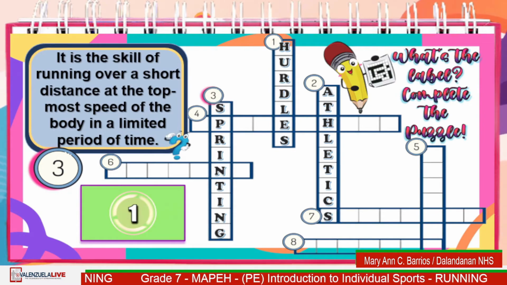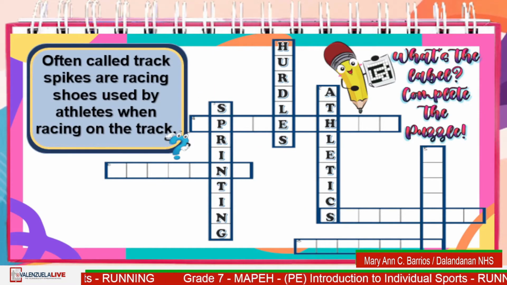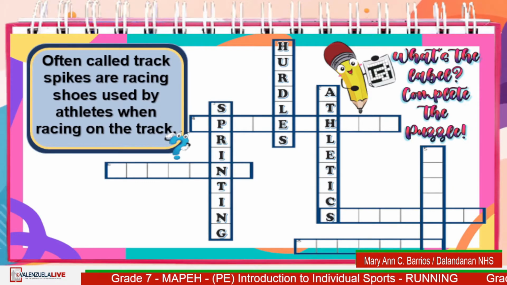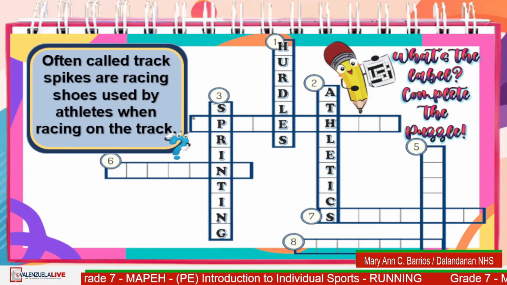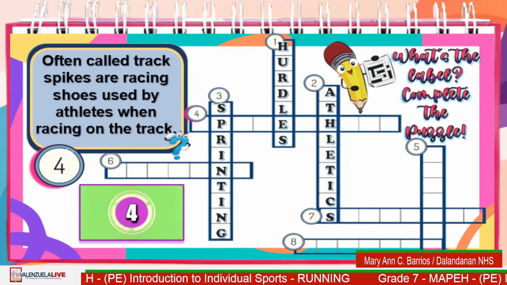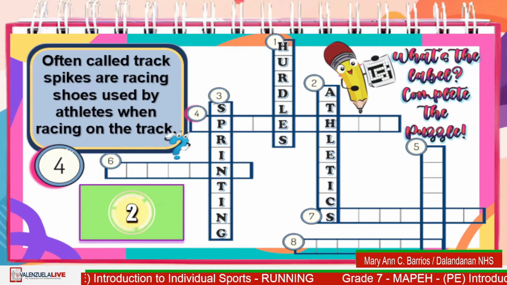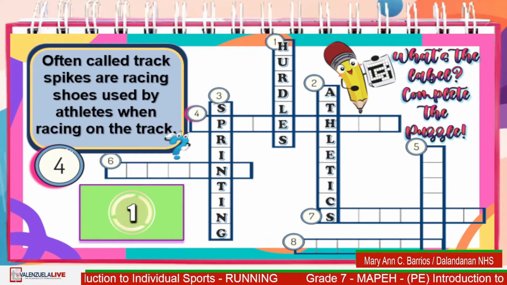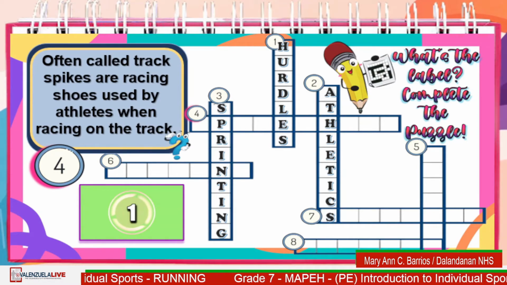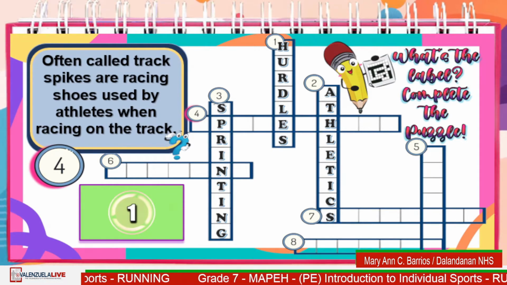Number 4. Often called track spikes, these are racing shoes used by athletes when racing on the track. Timer starts now. Time is up. Exactly. The answer is spike shoes. Good one.